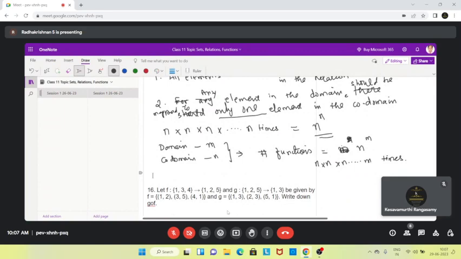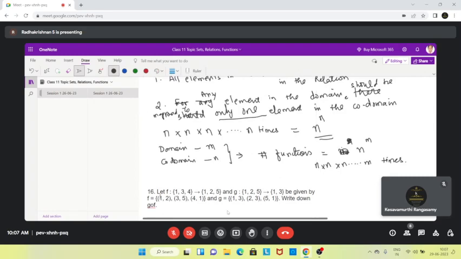So if the domain has got m elements, and the codomain has got n elements, then the number of functions is given by n to the power of m. So, number of elements in the codomain to the power of number of elements in the domain. Okay, this is the formula for counting the total number of functions.